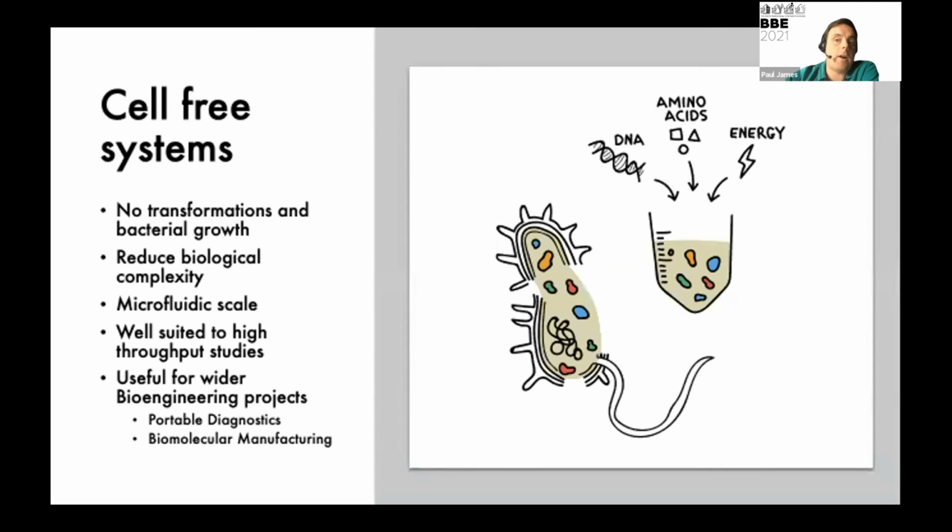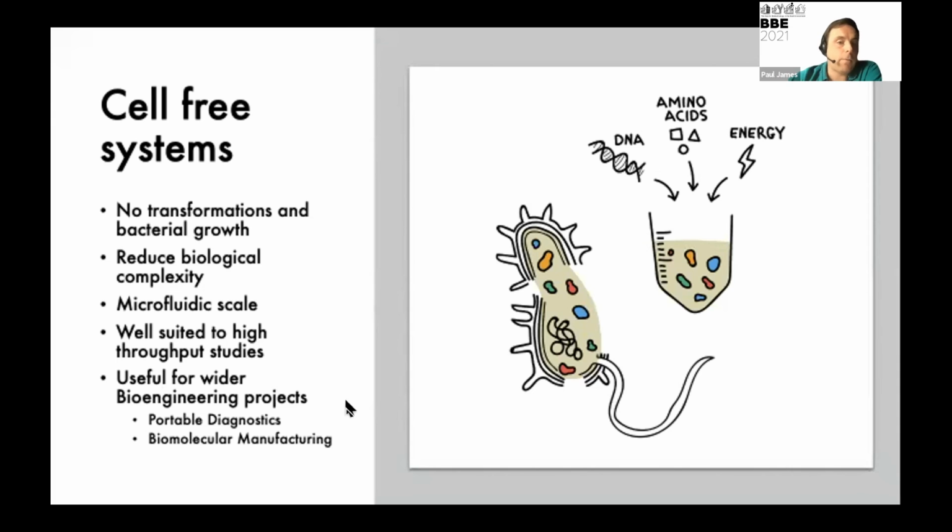And the last way we're trying to speed up this design cycle is by using cell-free systems. Obviously we don't have to worry about the transformation and bacterial growth process that can be quite time costly within the lab. There should be a reduced biological complexity. We're not worried about the cell growing, so we should be able to see hopefully the direct consequences of our genetic circuits that we're putting in. And hopefully we should be able to scale these down to the microfluidic scale, which will help us go through the greatest number of experiments.